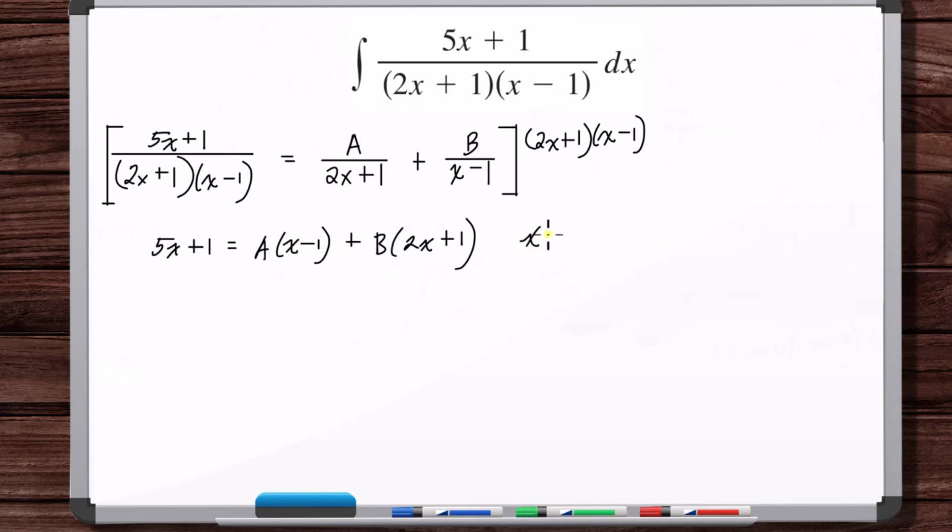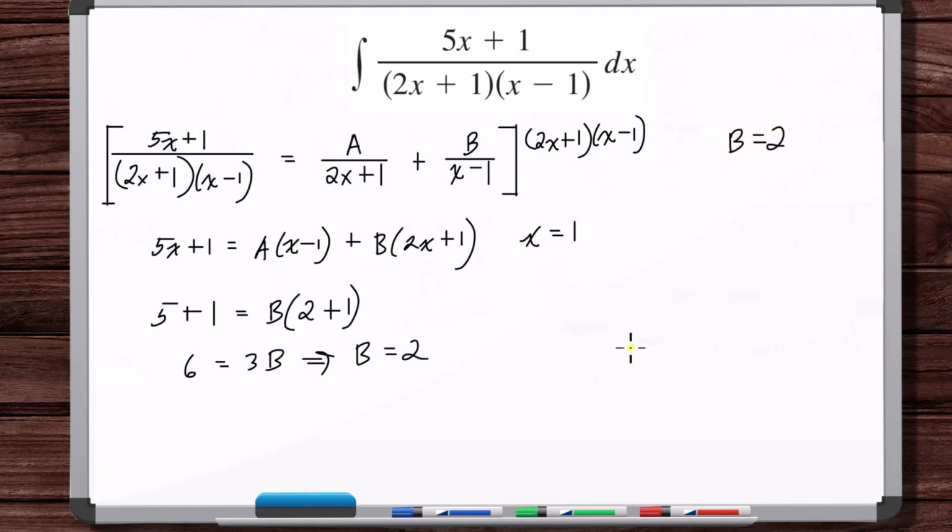But okay, let's set x equal to 1. And so okay, 5 times 1 is 5 plus 1. The A term goes away, and we've got 2 times 1 is 2. Okay, so 6 is equal to 3B. So B is equal to 2. So we've got B is equal to 2.